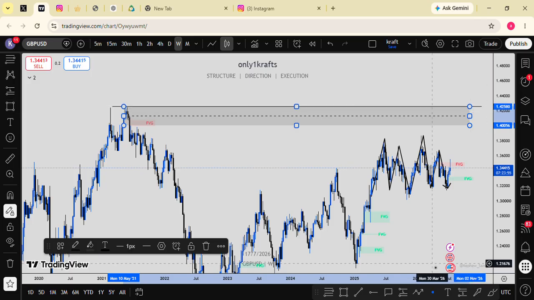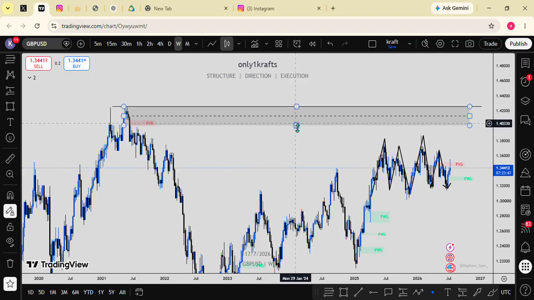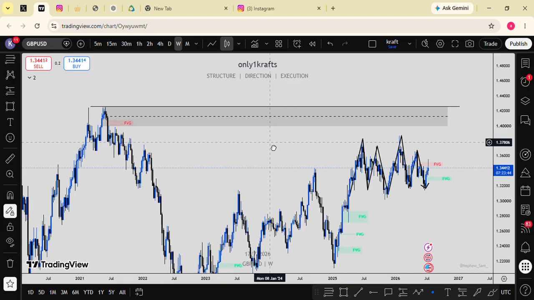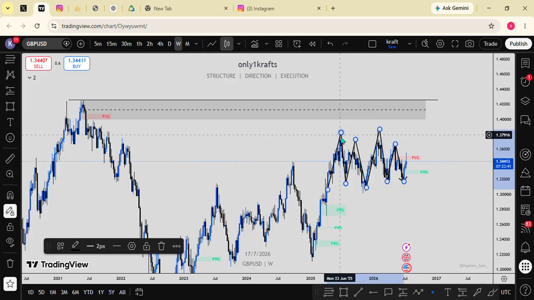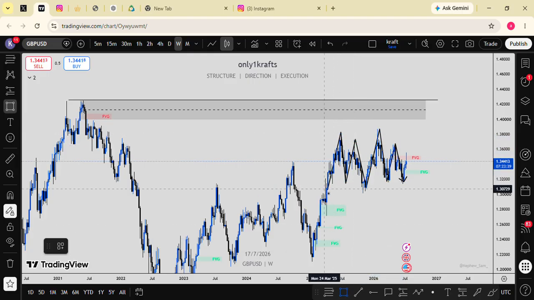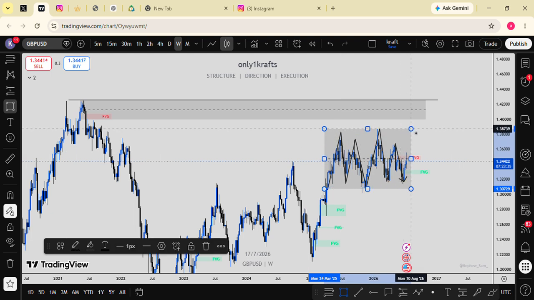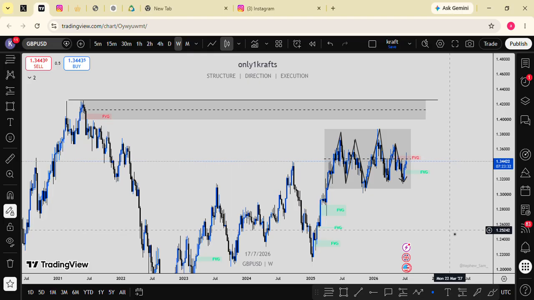Now you can see the pattern is already forming. Where is the pattern forming? We have the ranging period, which is this. This is our range. That is our range right there.